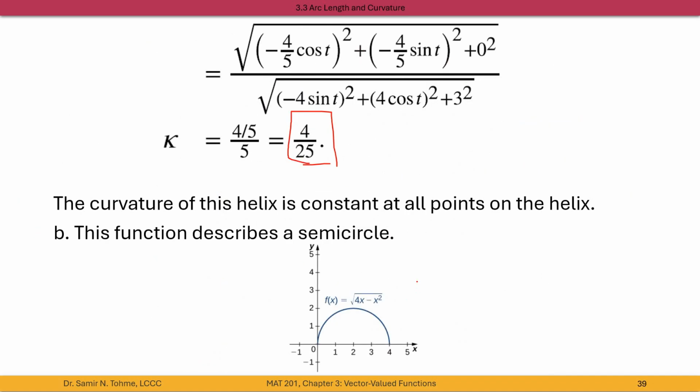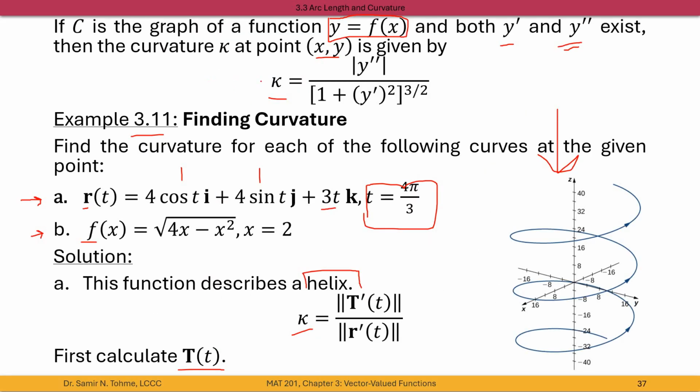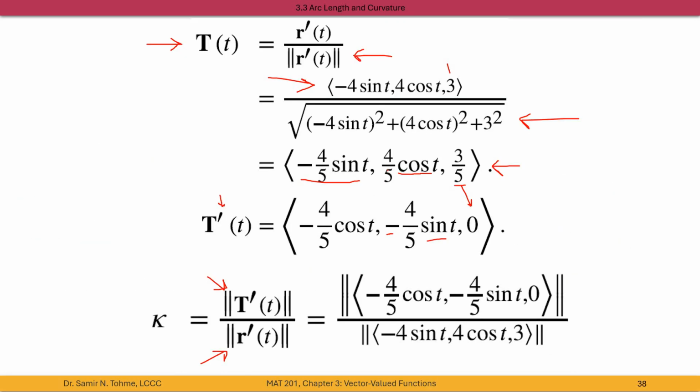Now for the other one, we are given a real function, square root of 4x minus x squared. And if you plot this function, you're going to get a semicircle. Let's calculate the curvature of this semicircle. In this case, for a real valued function, we're going to use this equation.